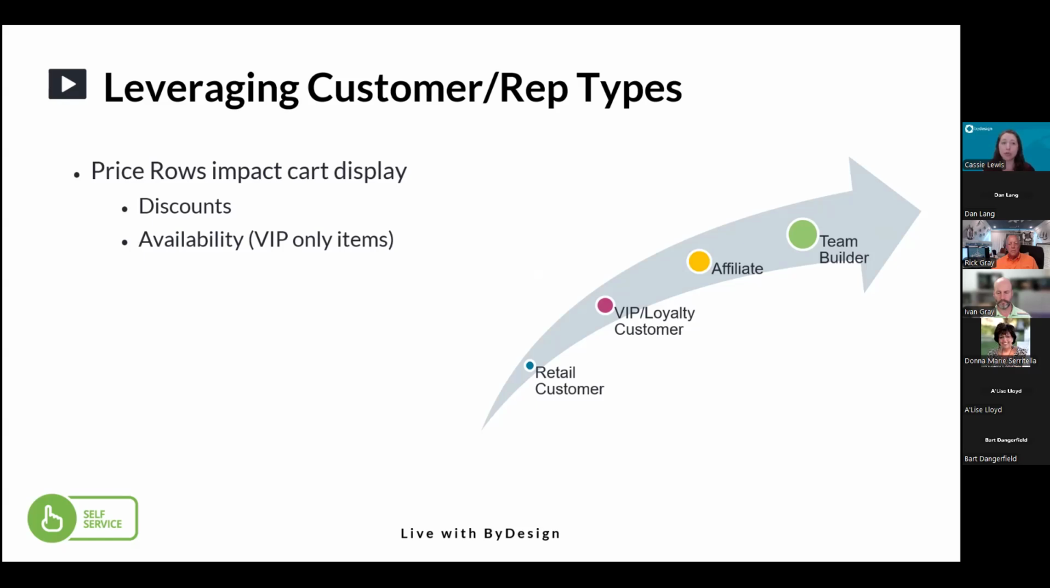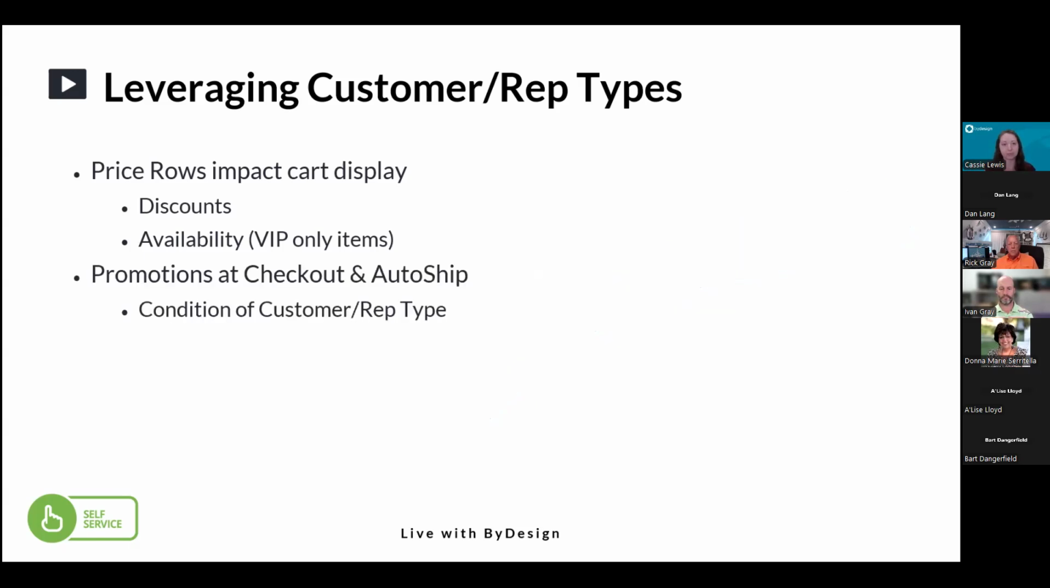Now, you can also use price rows to offer exclusive items to your VIPs. This would be done by having a price row for VIP customer, but not having a price row for retail customers. This is an easy way to make items appear in the cart for your VIP customers only. And all this is done at the inventory level on each SKU when you're setting up the various price rows. That's how you can control item availability and item pricing for your VIPs versus your retail.